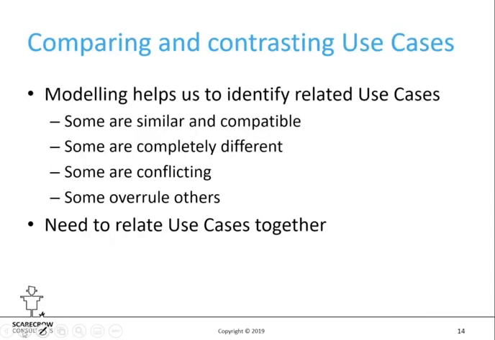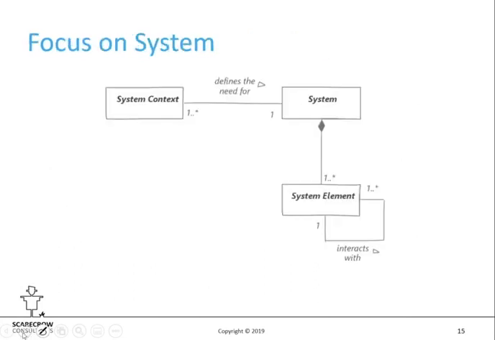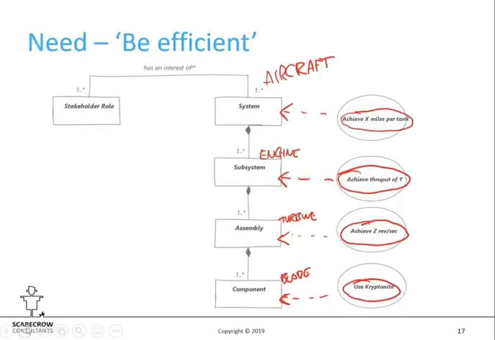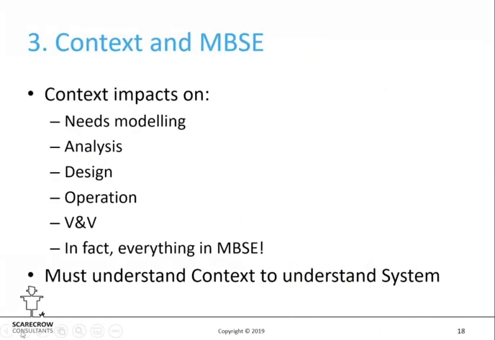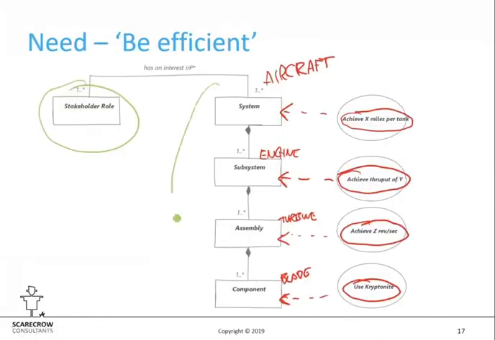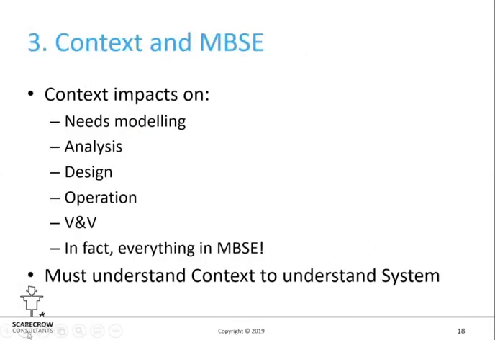So let's progress then. Where were we? Again, we're looking at things not just from the different stakeholder roles that we saw there that give us one type of context, but also at different levels of abstraction, at different levels in our hierarchy.